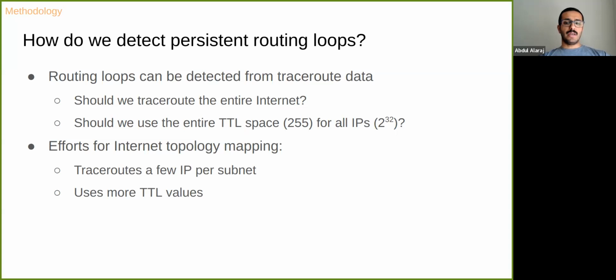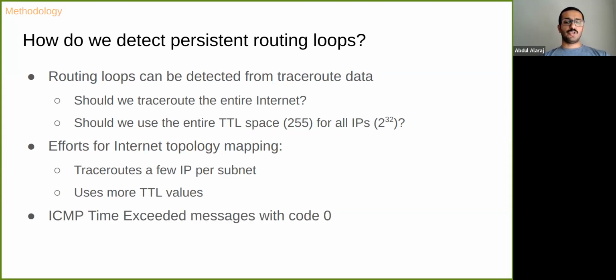And just as a reference, existing efforts that aimed at mapping the Internet topology traceroute only a few IPs per subnet, but use more TTL values. So if we follow their methodology, although it is meant for mapping the Internet topology and not for finding routing loops, meaning that we scan a few IPs per subnet, are we going to be able to detect all routing loops on the Internet? A quick answer to this is no, and we will see why in the coming slides. So what should we do? More IPs and less TTLs, or vice versa, or what?